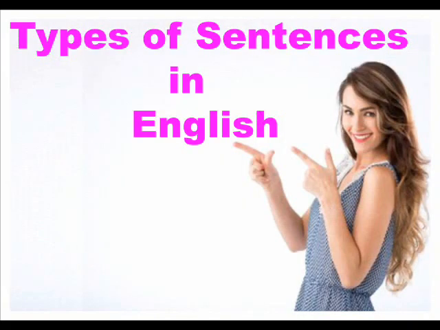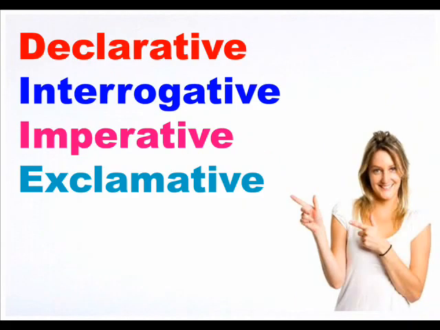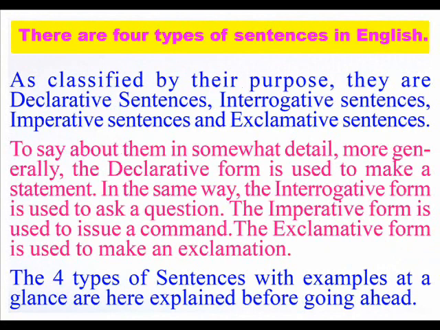Types of sentences in English: declarative, interrogative, imperative, exclamative. There are 4 types of sentences in English. As classified by their purpose, they are declarative sentences, interrogative sentences, imperative sentences, and exclamative sentences.